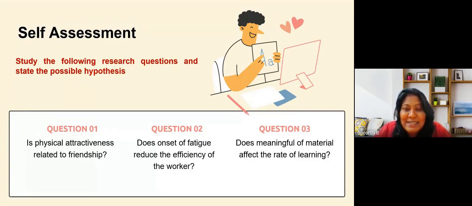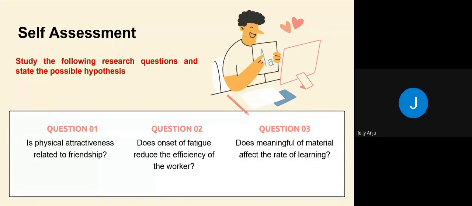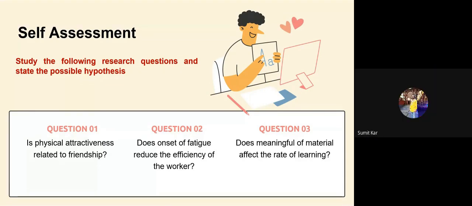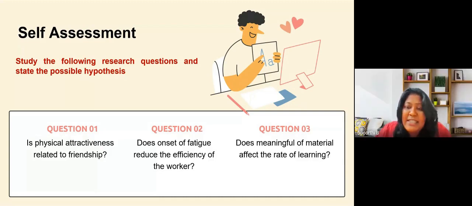Johnny, ma'am, yes. I want to answer this. No relationship between fatigue and efficiency of a worker. Okay, fair. Yes, sir, you were saying something. There is a positive relation between the onset of fatigue and the efficiency of the workers. Right, this is the hypothesis.